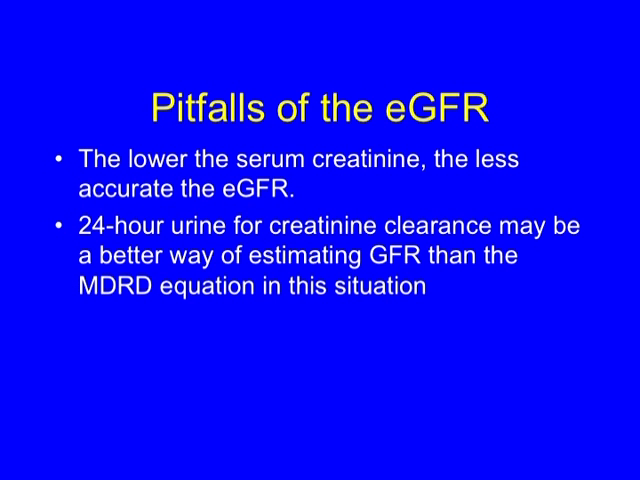So there are a few pitfalls of the eGFR based upon the MDRD equation. One is that the lower the serum creatinine, the less accurate the MDRD equation is at estimating the glomerular filtration rate. In those cases, a 24-hour urine for creatinine clearance may be a better way of estimating the glomerular filtration rate than the MDRD equation. An elderly patient with a creatinine of 1.1 may have a completely normal GFR, but remember that the MDRD equation may underestimate that patient's GFR.